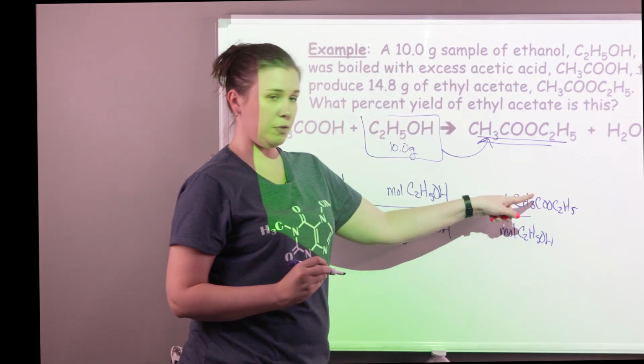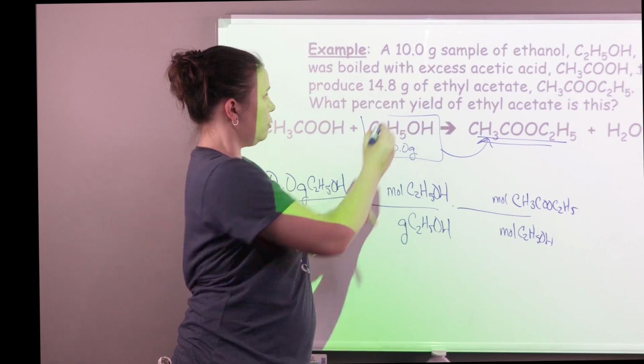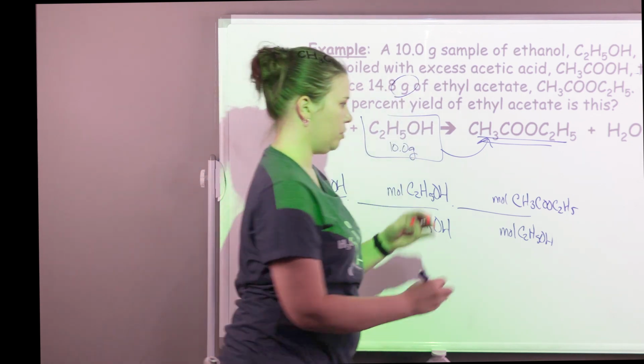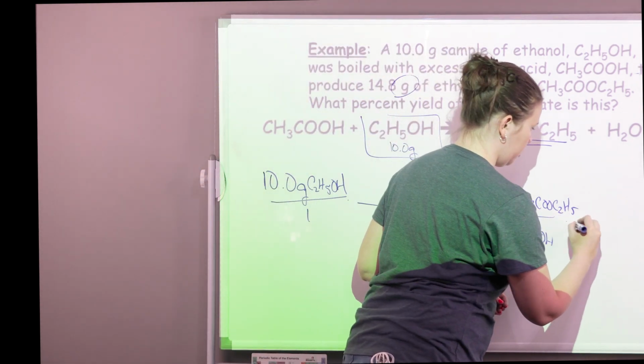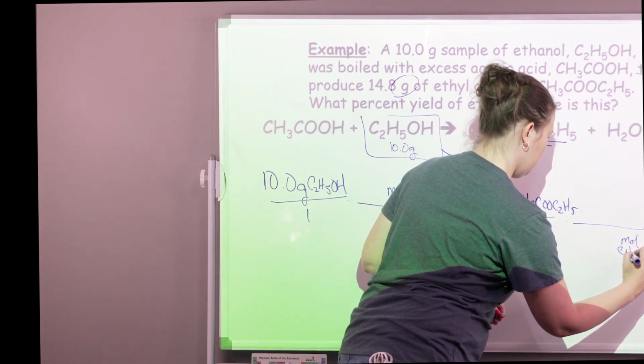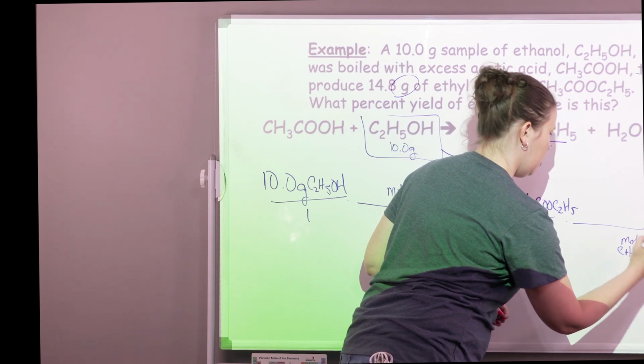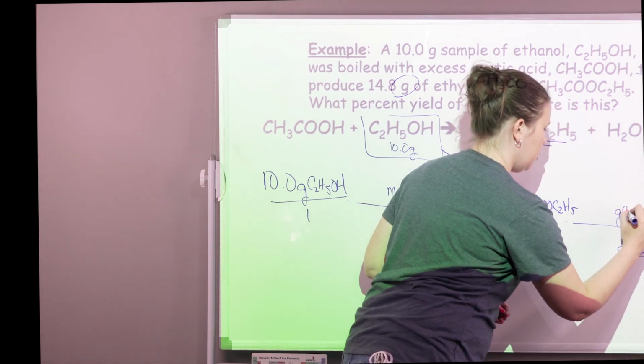But when I change the substance, I stay in moles. We do want to convert it to grams so that we can compare it to these grams. So that's our third conversion factor there. Moles of the, running out of room here, CH3COOC2H5. And then I'll put grams of that same thing on top.